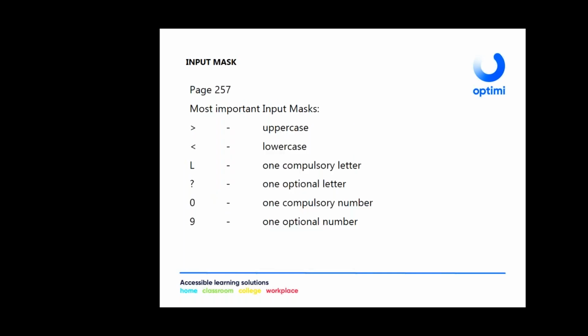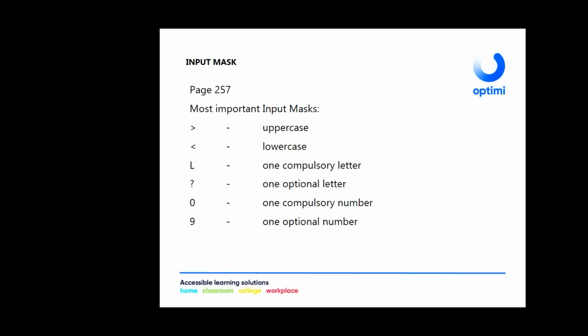Okay, now we're going to start with the input masks. What the input masks are, it's on page 257 of your books. It means that you are putting a restriction on a specific field for the format of that field. They will give you a whole list on page 257, and it goes over to 258 as well, of the different input masks. But I have put down 6 input masks here for you. And if you remember these 6, you cannot go wrong because it will cover every single thing.